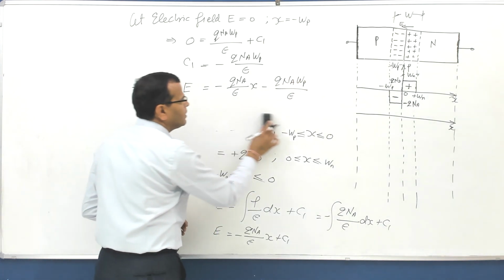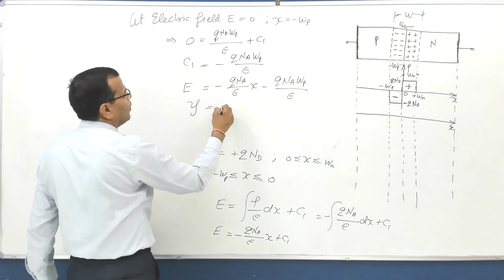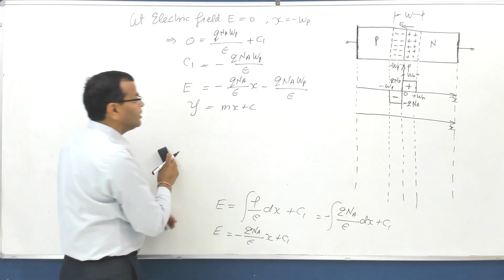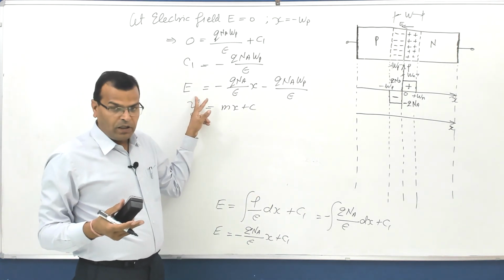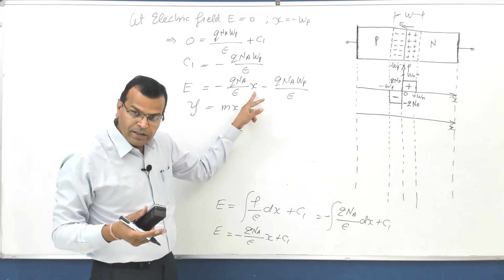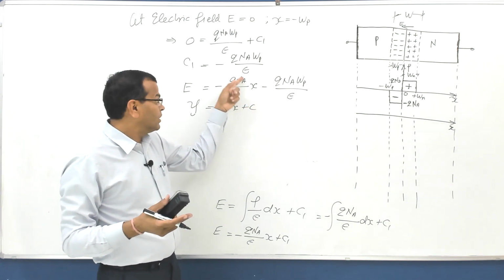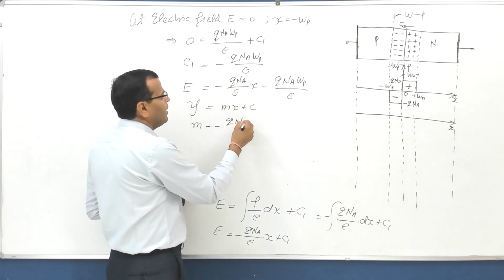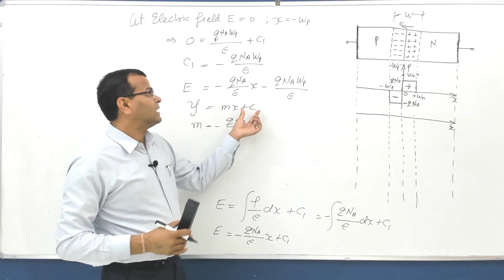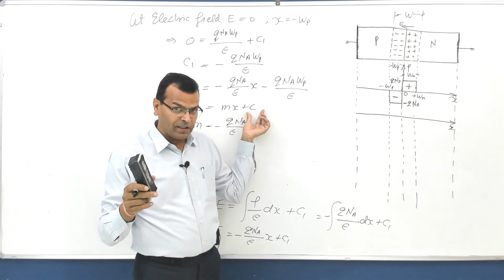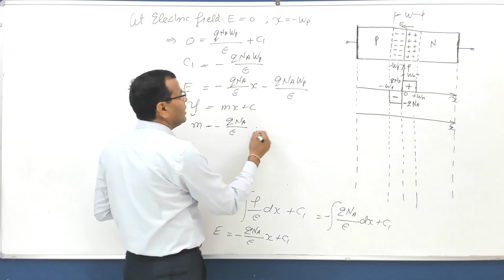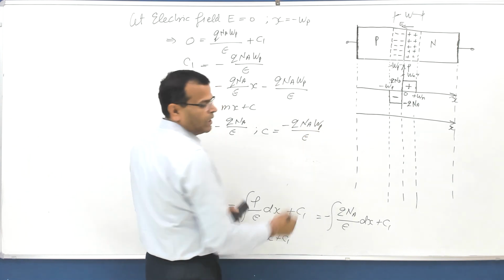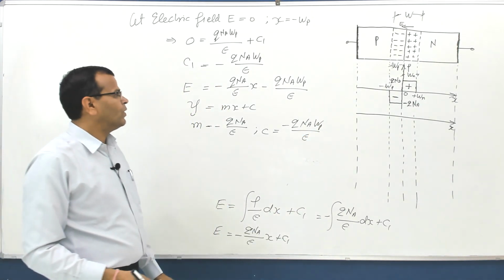And what I find here is, what is this? This is y is equal to mx plus c. That is the equation of a straight line. Y axis is E. X axis is x. M is the slope of the line, which is negative. So what is the slope of this line? Minus Q N A by epsilon. And what is this C? C is called the intercept with the y axis in case of a straight line. So C is minus Q N A Wp by epsilon. Fine. So that is what you have.